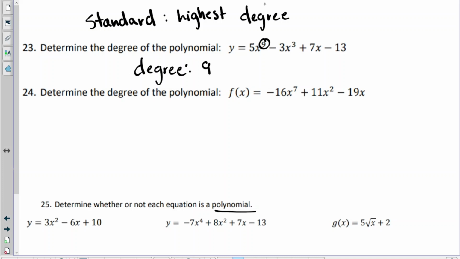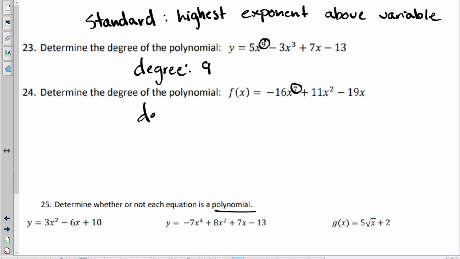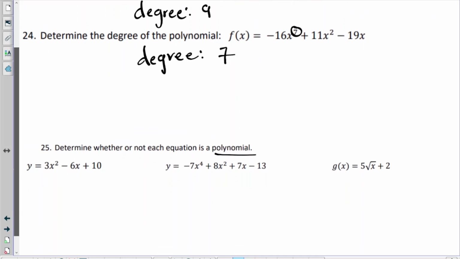Wait, what did I say? Highest degree? I guess that makes sense, but really I'm saying highest exponent above a variable. And then to determine the degree of this polynomial, there's a 7 right here, so this is degree 7. Nice, okay.